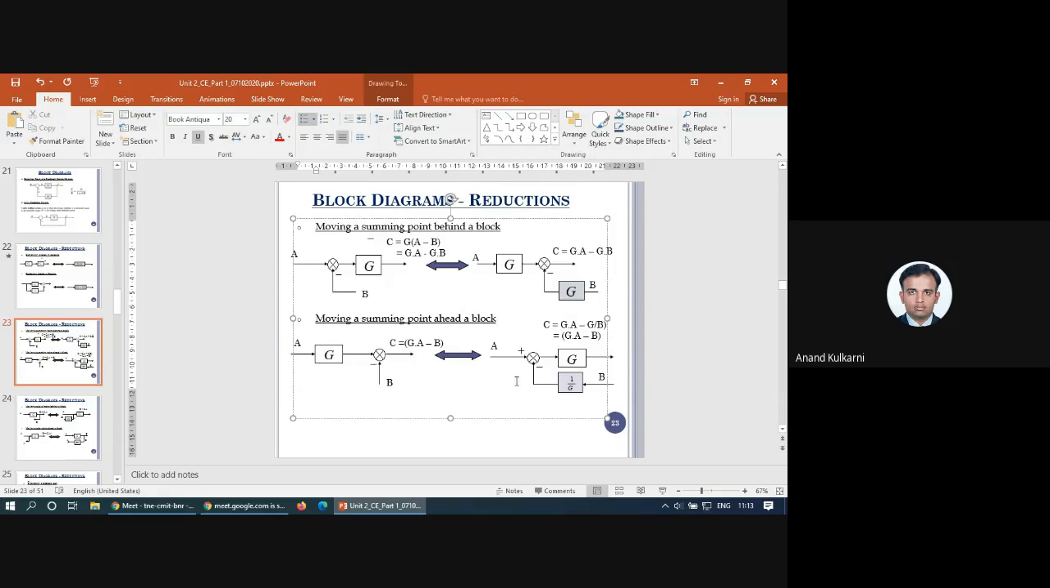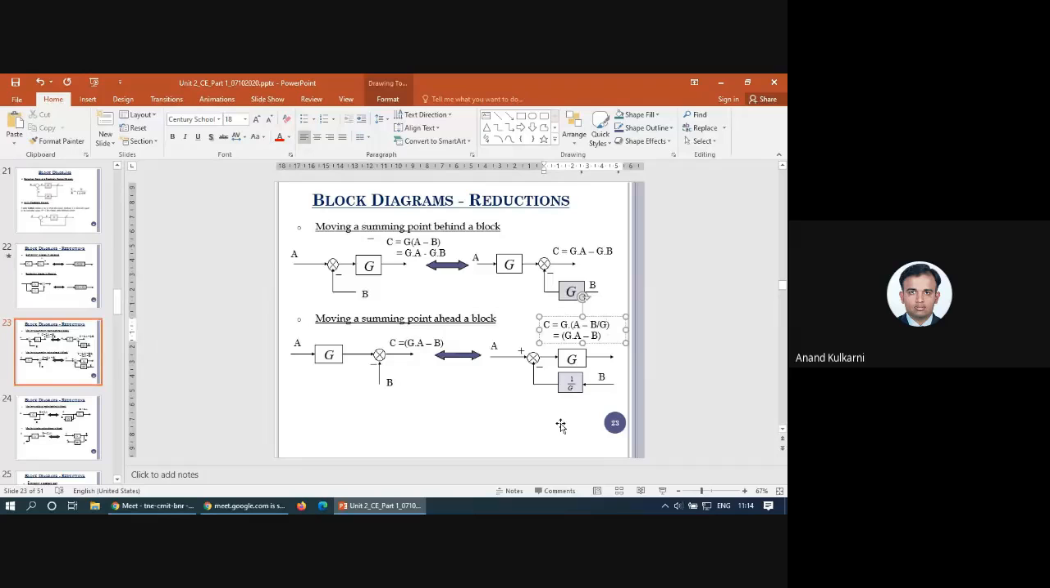See, I'll just tell you how it is. Just a second. G into A minus G by B. So the bracket will be there, sir, and it should be B by G, sir. It will be B by G. Correct. It will be B by G, not G by B. Correct, the bracket is there. It will be B by G.